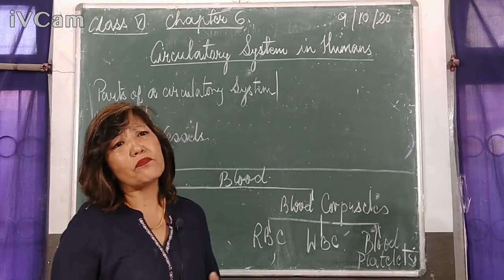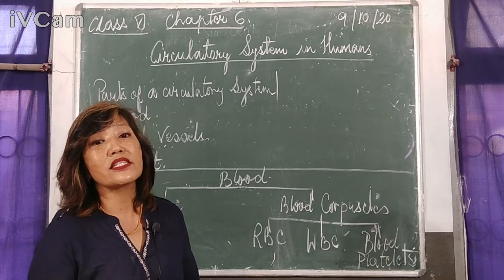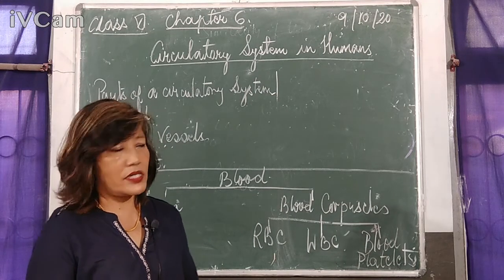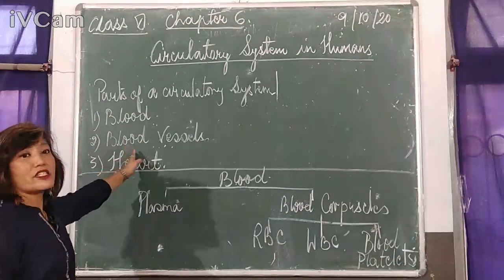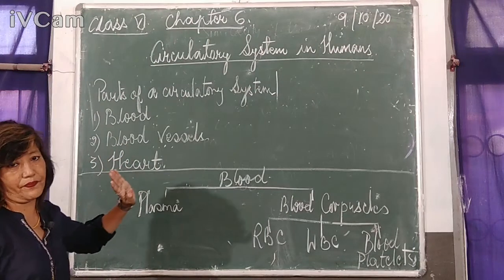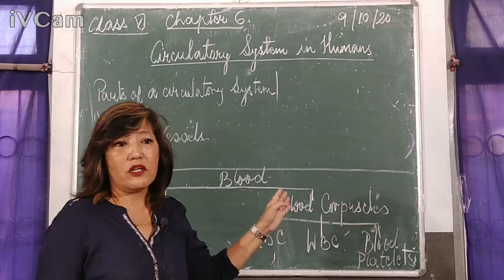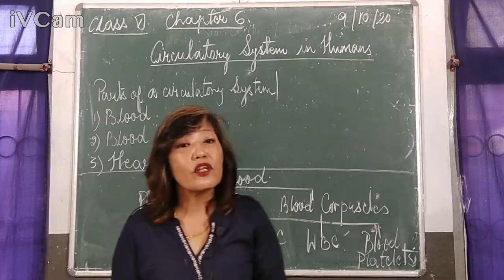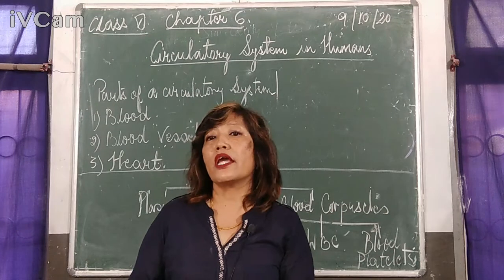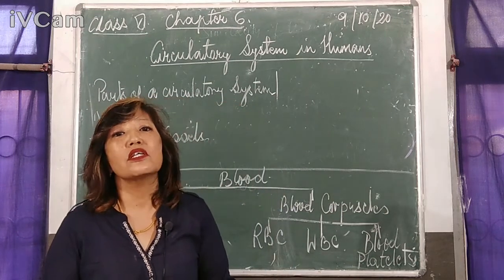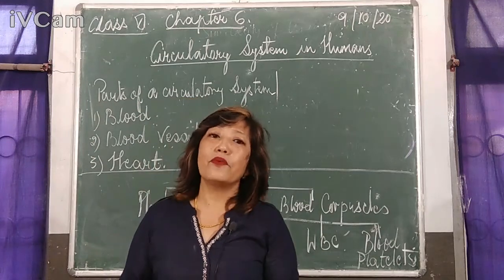So if you see the parts of a circulatory system, then circulatory system has three main parts, and they are blood, blood vessels, and heart. Okay, so these are the three main parts with the help of which the circulatory system can do its function properly. So today we are going to discuss now blood and its components.